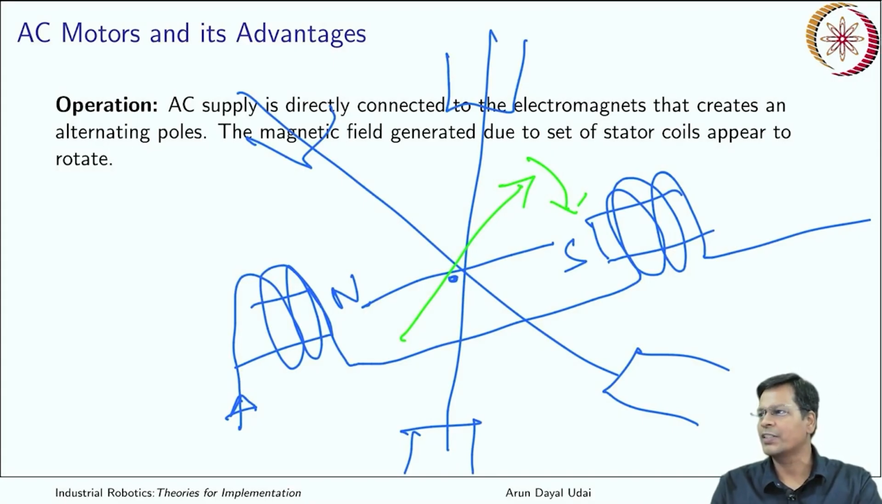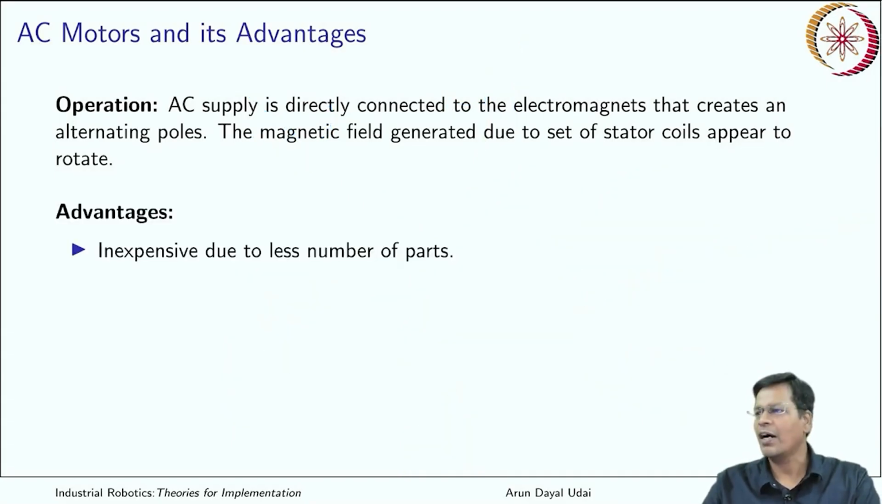The magnetic field generated by the set of stator coils appears to rotate, just like a BLDC motor does. Here we supply it with pure AC signals. The advantages are that it is inexpensive due to fewer parts, because there is no commutator and there are no brushes. You can straight away supply the AC signal, which is already available at your home and at various places. So connectivity-wise it is a very convenient power supply, available everywhere.